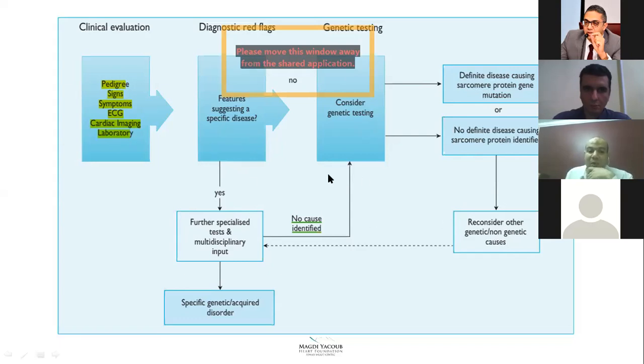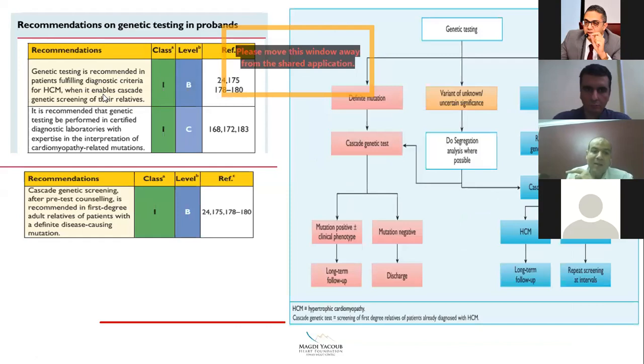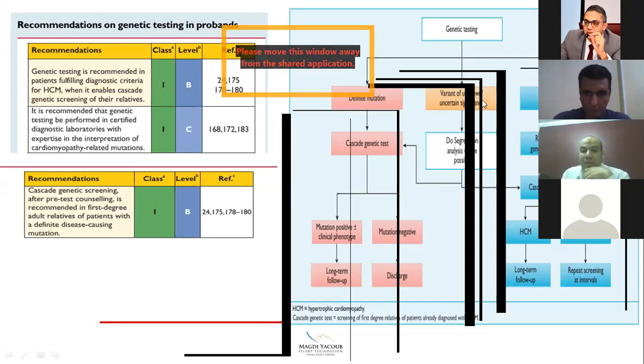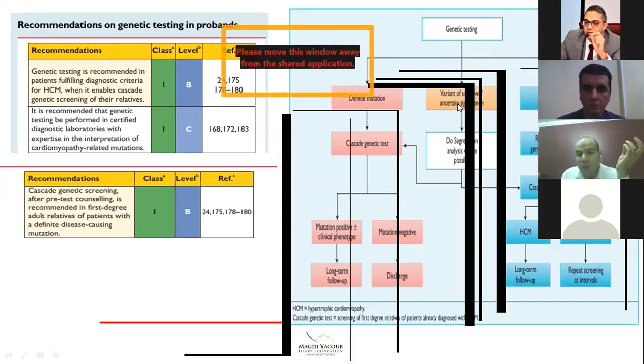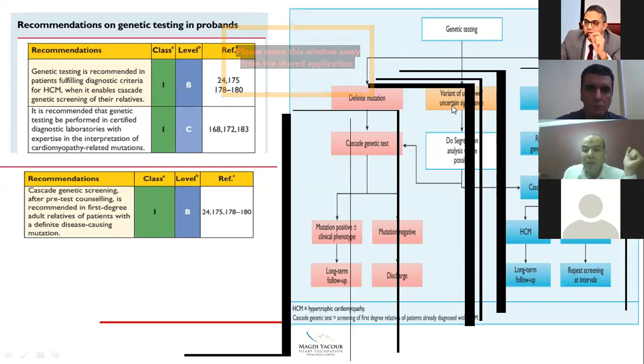Doing a genetic test for the patient is very important in HCM, and as per guidelines, it's a class 1 indication in the index case. On the right side of the slide, when we do genetic testing for the patient, we will have one of three different findings. Either we will find a definitive mutation, or no mutation, or we will find a variant of uncertain significance. What is meant by variant of uncertain significance? That we will find a genetic defect, but it's not reported worldwide that this genetic defect is causing HCM.